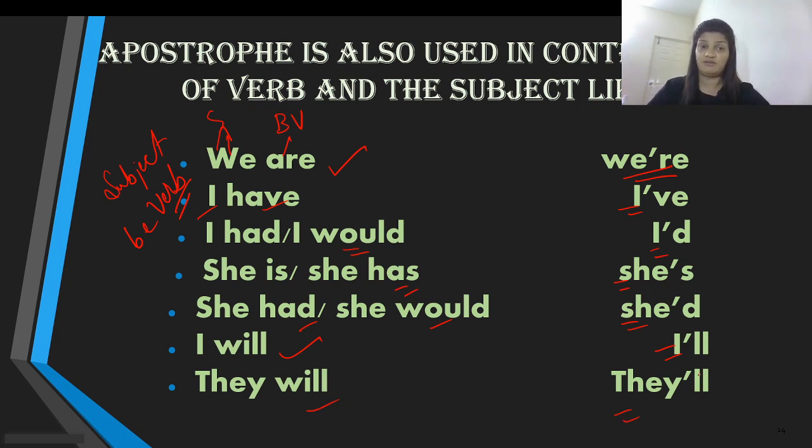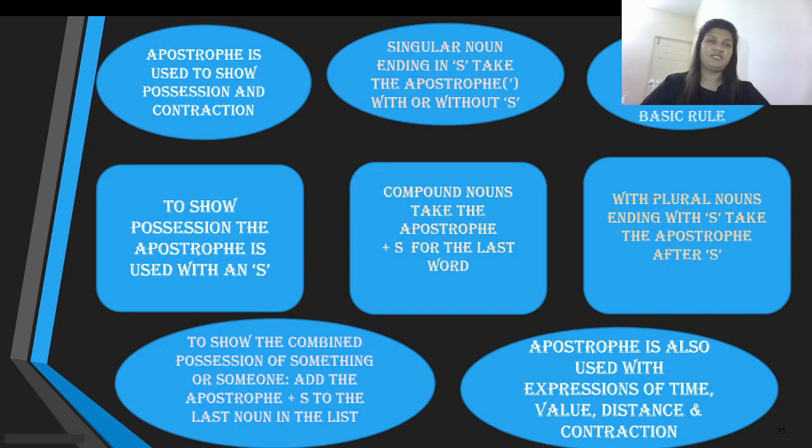So these are the other usages of contractions, where you can contract a verb with the negative word and the subject with the verb, and you get altogether a new word, and you use the apostrophe to express the contraction. Now let me take you through a quick recap of what we have learned. Apostrophe is used to show possession and contraction.